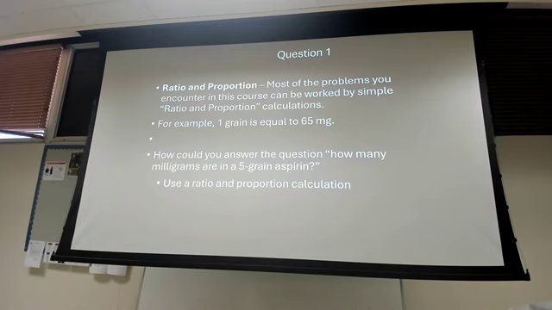Right. So for our first question, we have ratio and proportions. So most of the problems that we have can be solved this way. And for example, we have 1 grain equals 65 milligrams. So how could you answer the question, how many milligrams are in 5 grains of aspirin? And so we can use ratio and proportion.